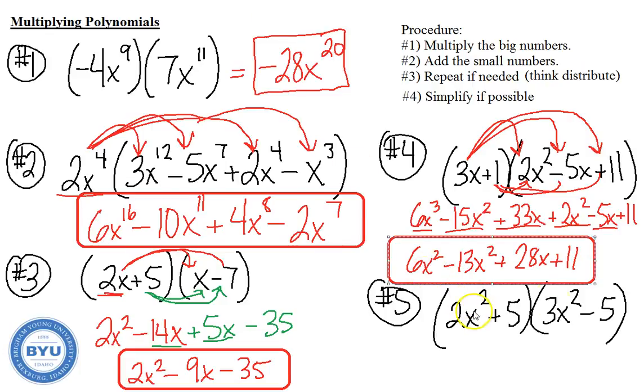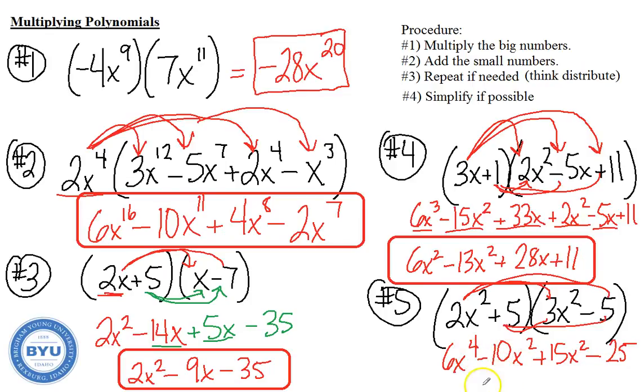Same thing. This is a binomial and a binomial, so I'm going to go ahead and multiply these values together. 2x, I multiply the bigs, so that's 6. Add the smalls, that's x to the 4th. Then 2x squared minus 5, that'd be negative 10x squared. And then this plus 5 times a 3x squared, that's going to be plus 15x squared. And the 5 times the negative 5 is minus 25.